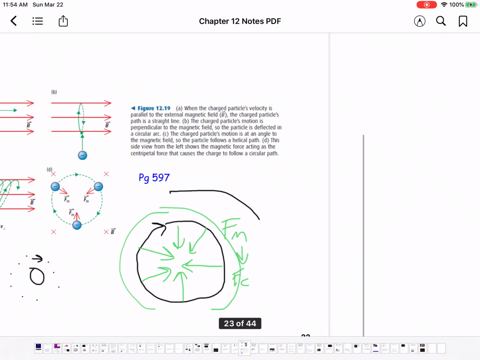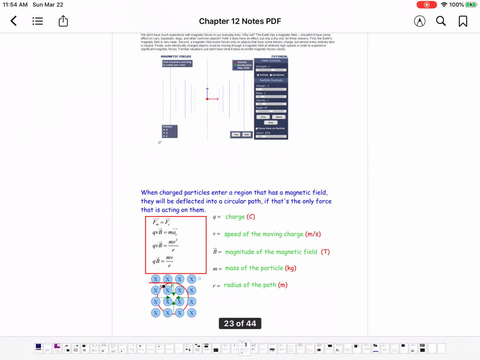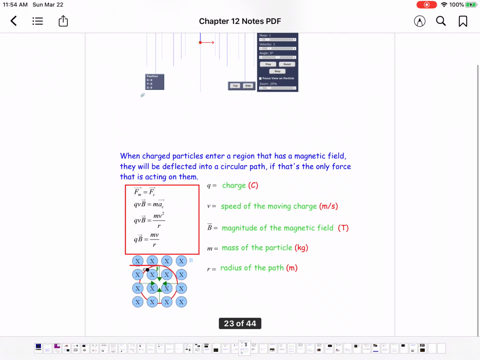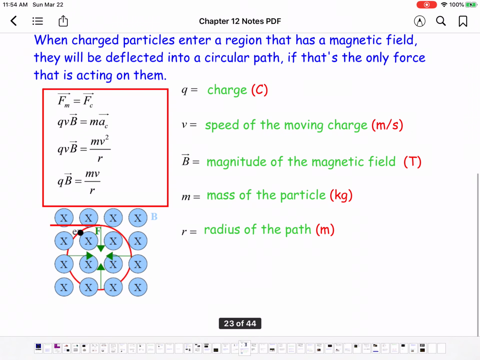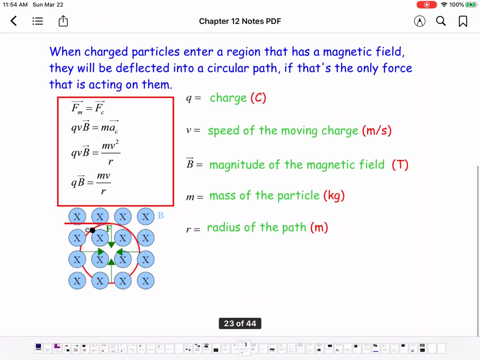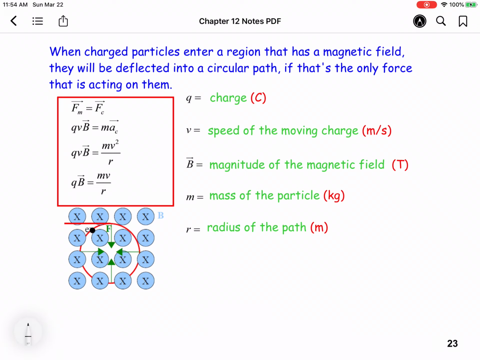So we can do that, and we can look at this. Again, I can't show this video great. I'll see what I can find here. So when a charged particle enters a region that has a magnetic field, it will be deflected into a circular path. Since we know it's a circular path, and if it's the only force, then we can do this.